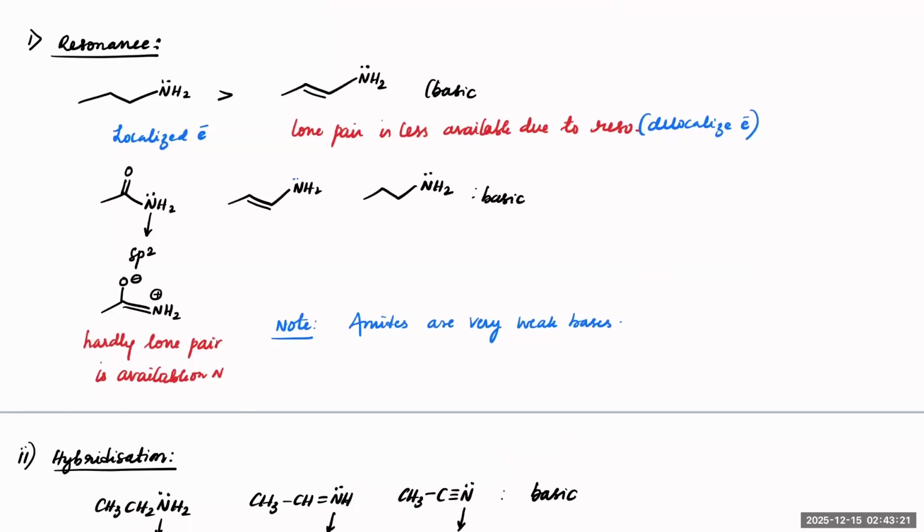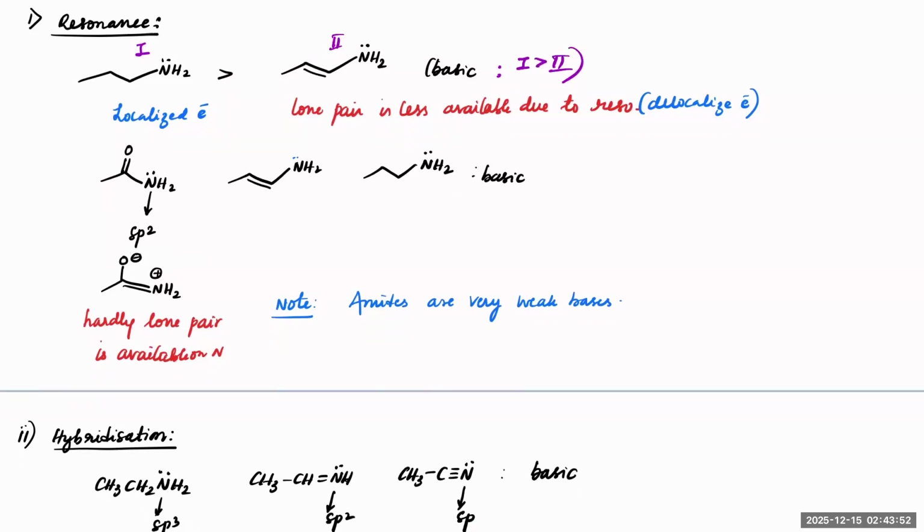Resonance. How does resonance decide the basic character? Check. If there is a localized electron here, because this lone pair is not going in resonance anyway, that would still be more basic compared to the electrons which are delocalized. So localized versus delocalized. If you compare, the first one will be more basic than the second one.